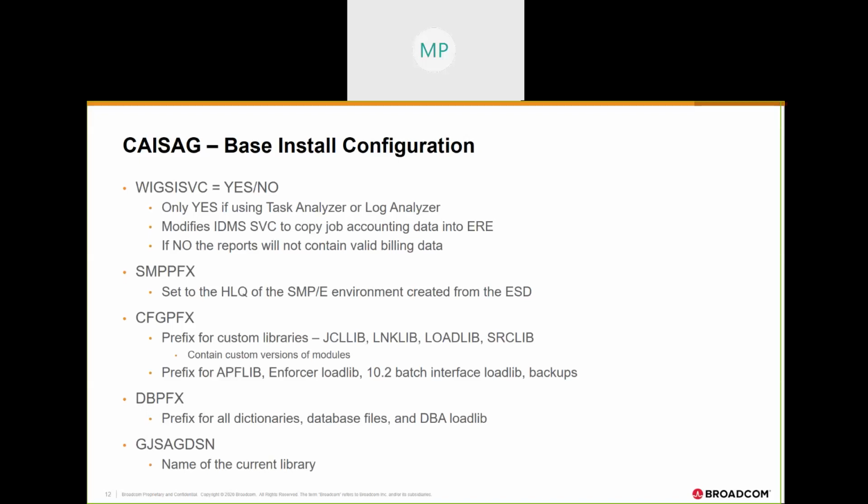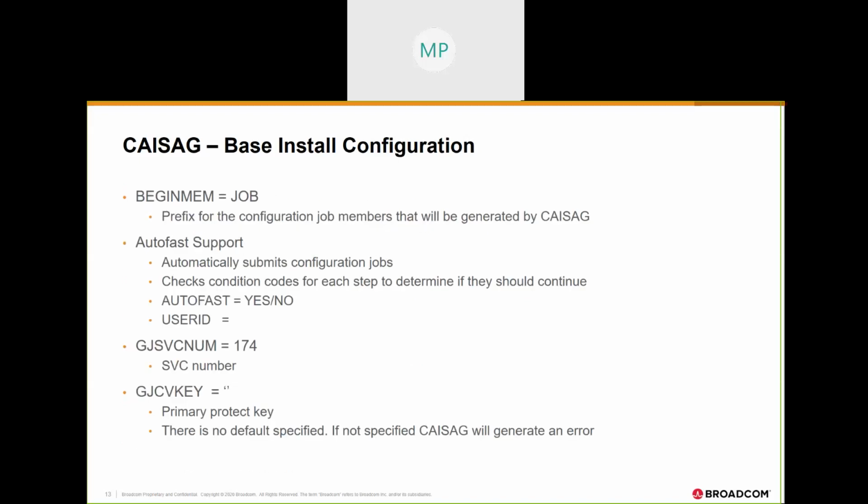Next variable is the database prefix. That's the prefix for all dictionaries, database files, and the DBA load lib. And the GJ, SAG, DSN variable, that's the name of your current library. The begin mem by default is set to job. This is the prefix for configuration job members that will be generated by CAISAG. So for example, if you were configuring a base install, you could set that begin mem to base. If you're doing upgrade, you could set it to upgrade, or you could name it by the CV. This just allows you to have multiple different jobs generated and organize them by name at once.